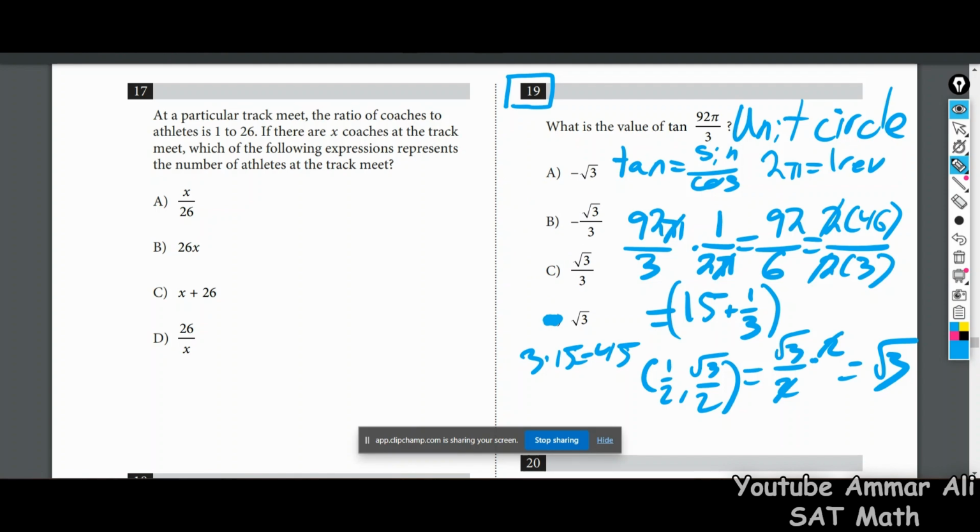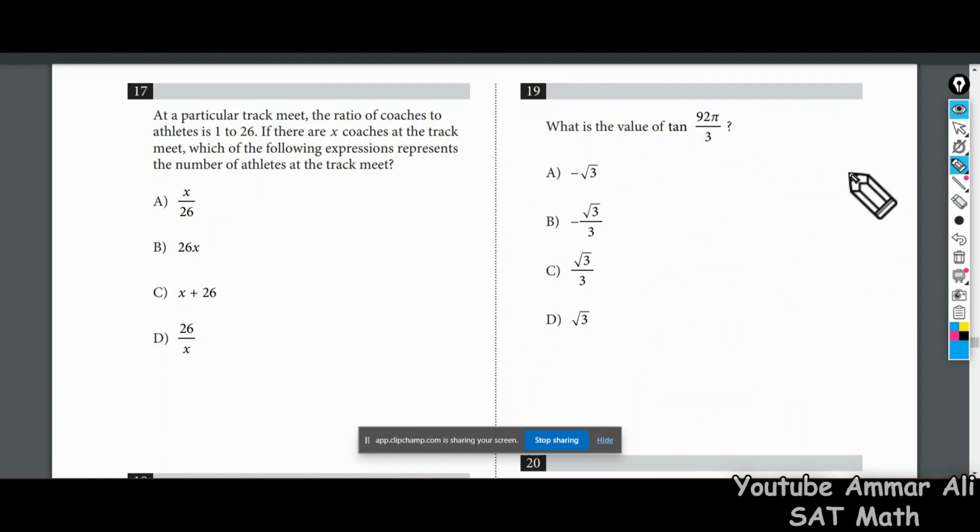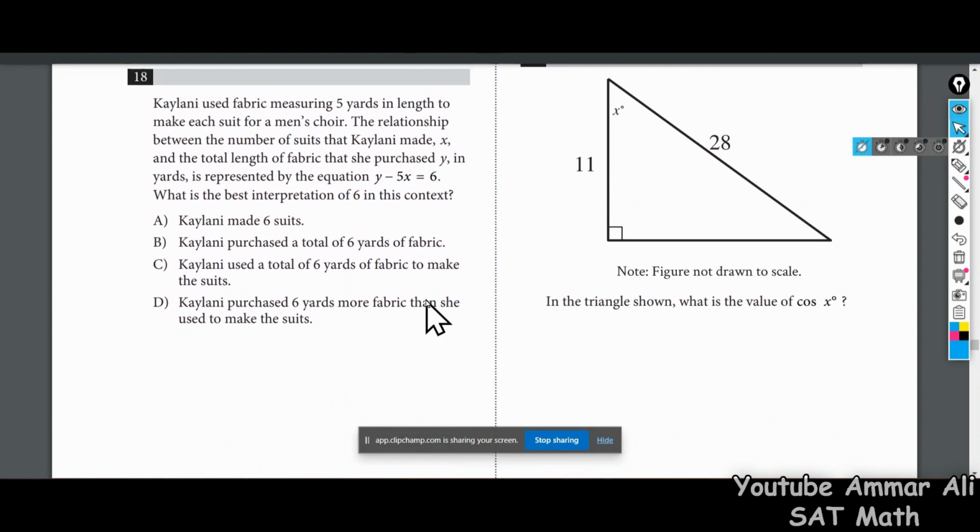So maybe email College Board and let them know that they were lacking. Moving on to the next question.